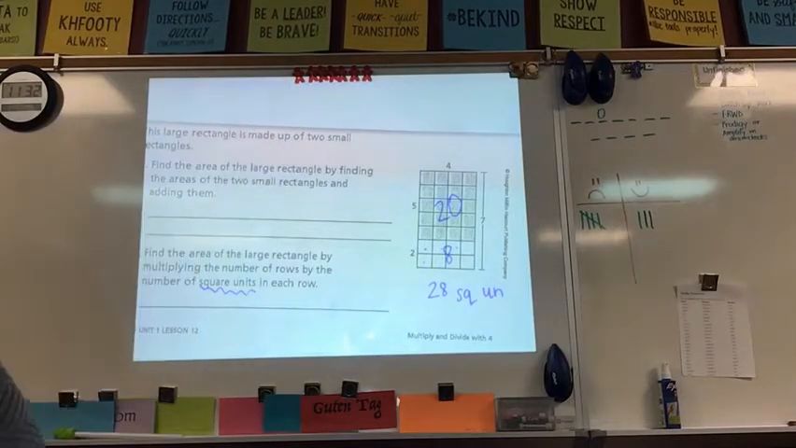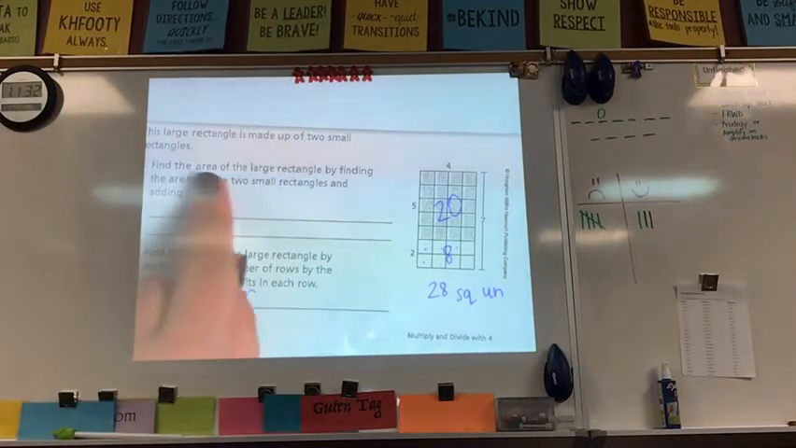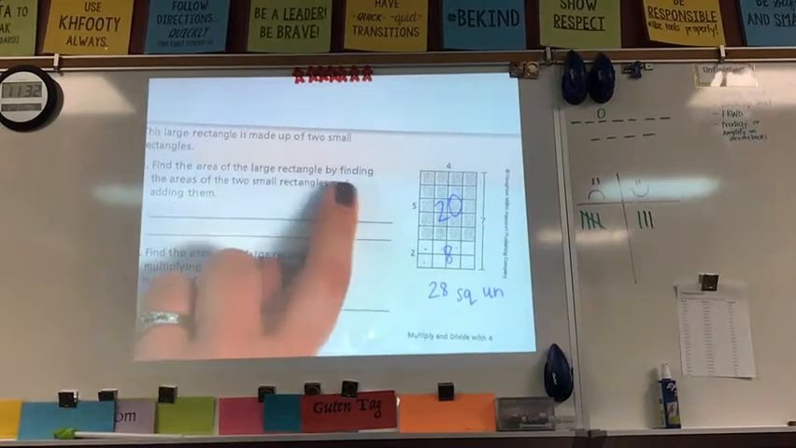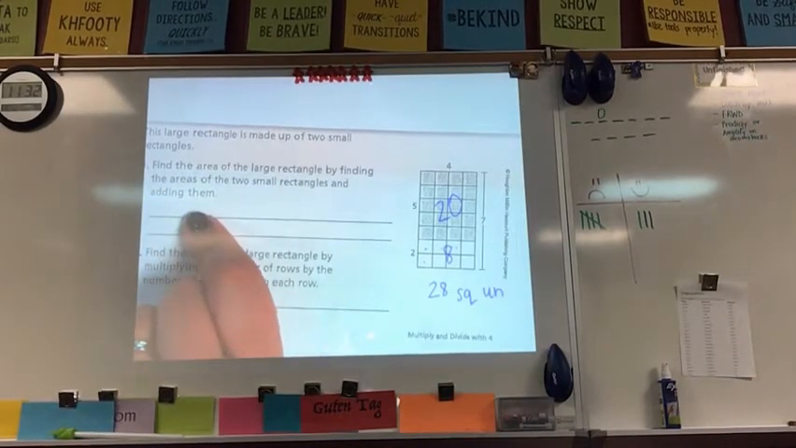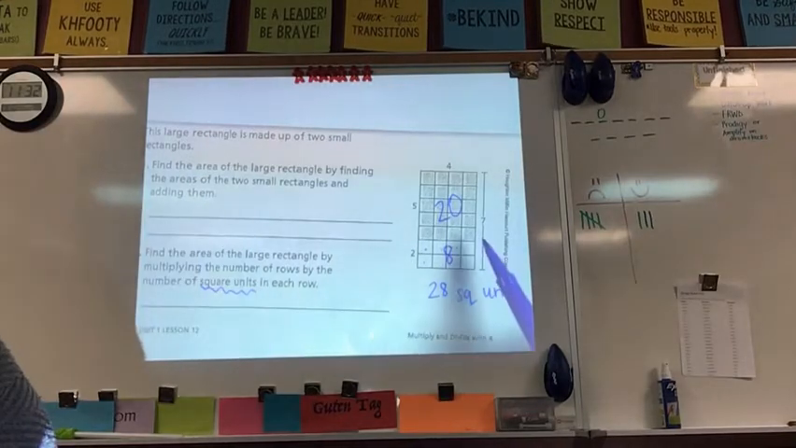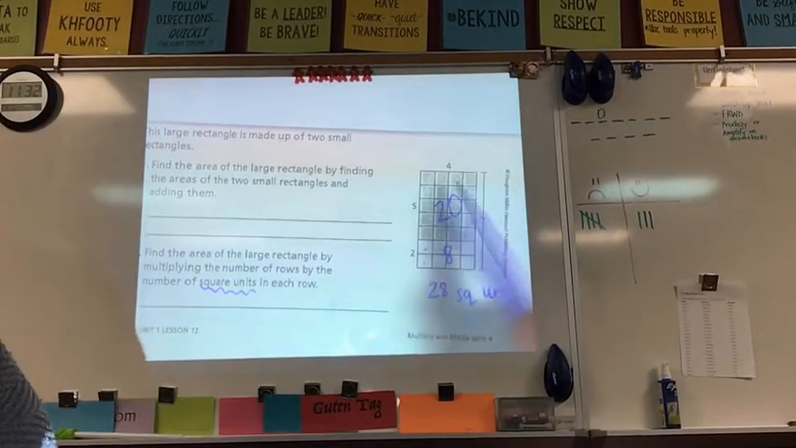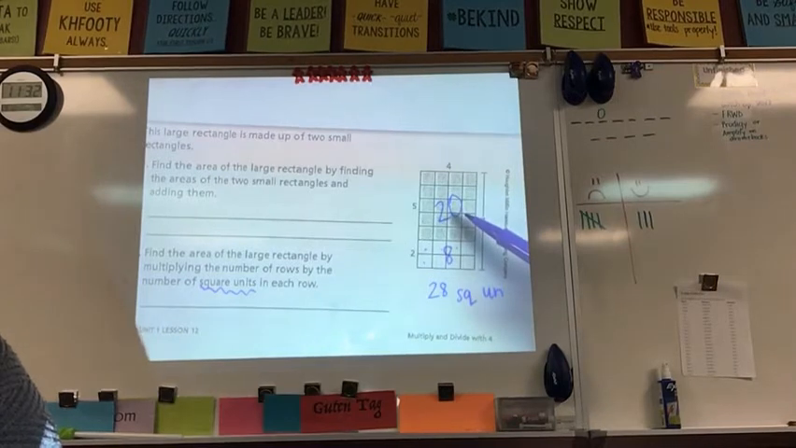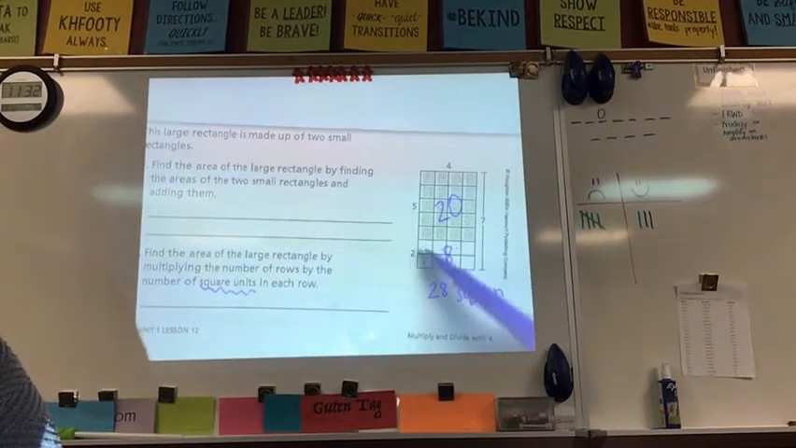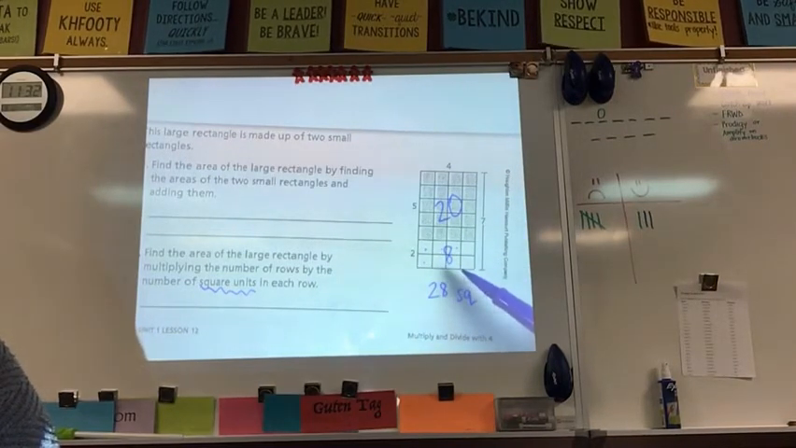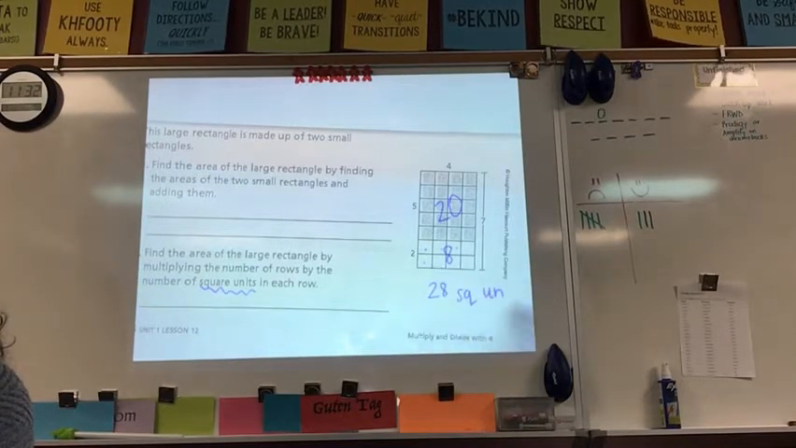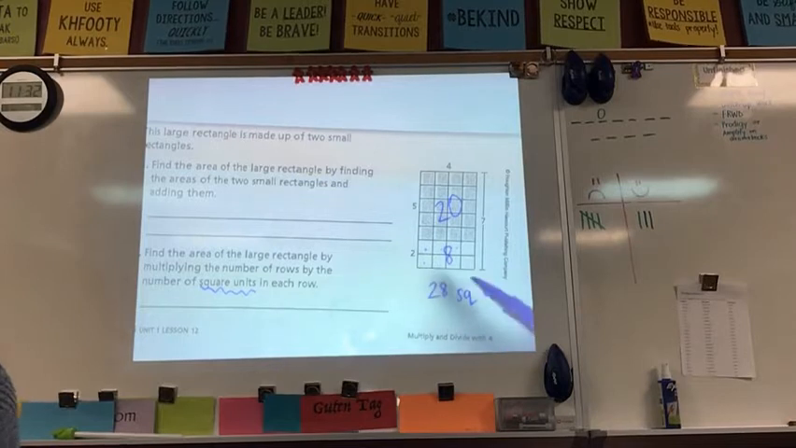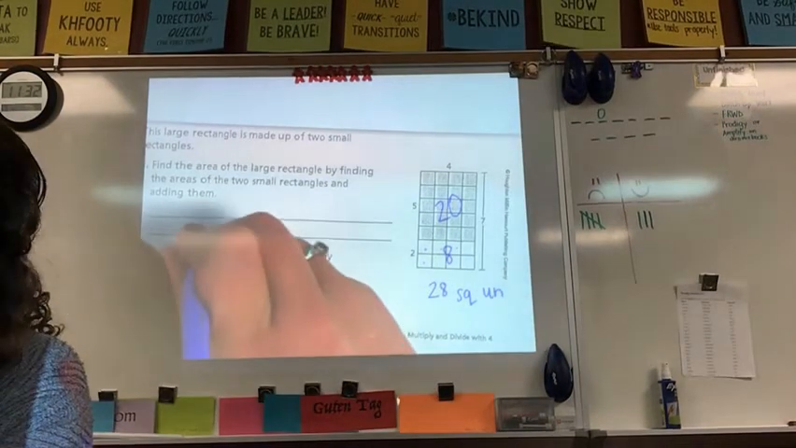Number three. Find the area of the large rectangle by finding the areas of the two small rectangles and adding them. Well, guess what? Our first small rectangle was the shaded part, and we said that was 20. Our second small rectangle was the white part, which was 8. And you already added them and got our area, which is 28 square units. Now I have a hunch.